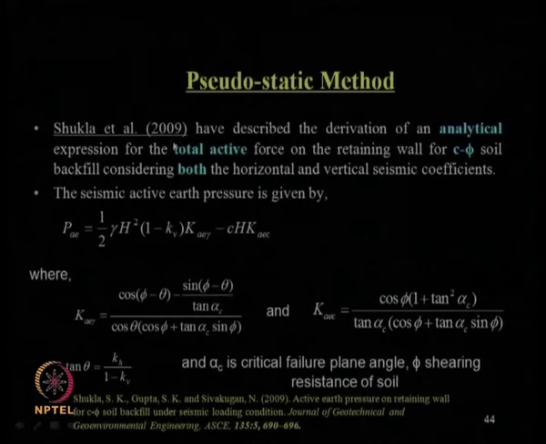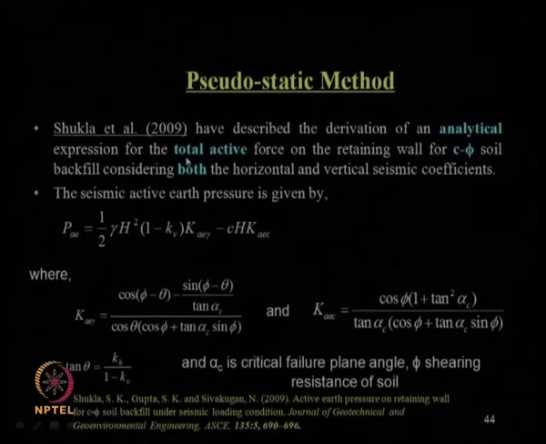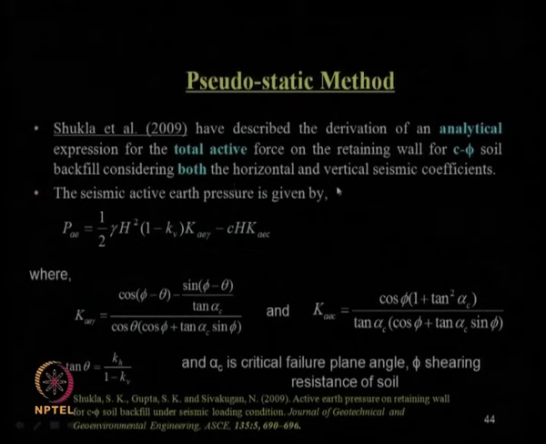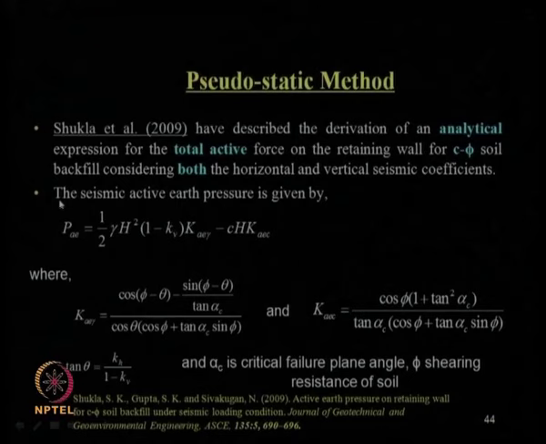In 2009, they described the derivation of an analytical expression for the estimation of total active force, that is static plus seismic active force, on a retaining wall with a backfill of c-phi soil, that is both cohesive and frictional soil, considering both the horizontal and vertical seismic acceleration. So, the expression for the computation of total active earth pressure under seismic condition is this one.